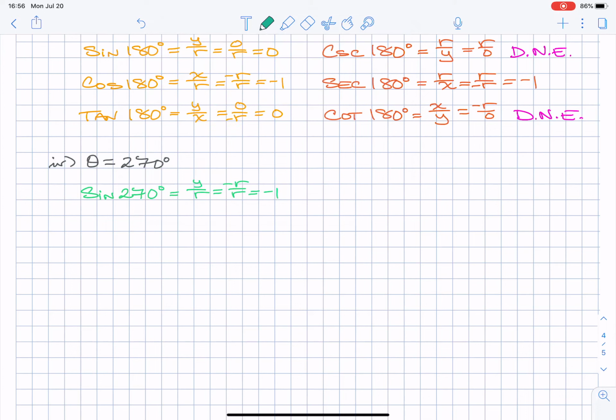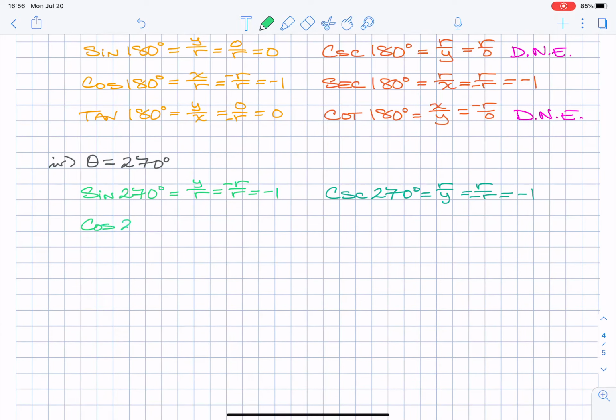The reciprocal, S's and C's go together. Cosecant of 270 is r over y. So that's going to be r divided by negative r, which is negative 1, and that is indeed the reciprocal to negative 1.